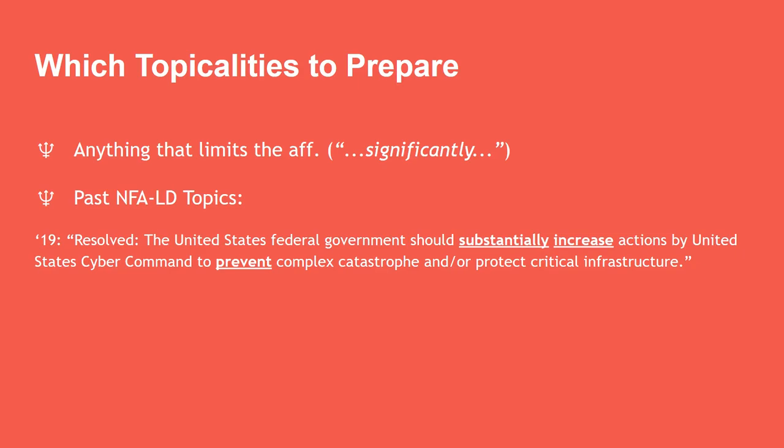Next is prevent complex catastrophe and protect critical infrastructure. Probably also protect will be underlined. But the point here is that this limits the affirmative in certain ways. One, they have to demonstrate how those things are under threat. And second, it limits them from certain offensive actions. That is actually the majority of what Cyber Command does, unless they can show that it's somehow a preemptive strike.